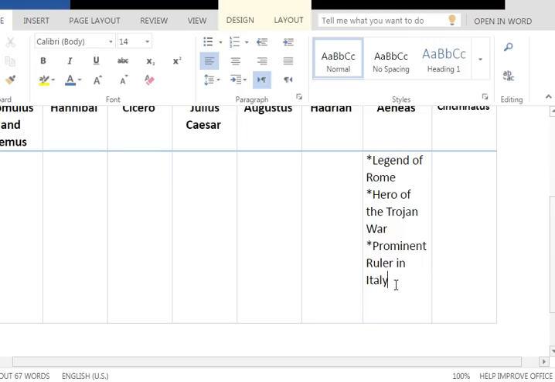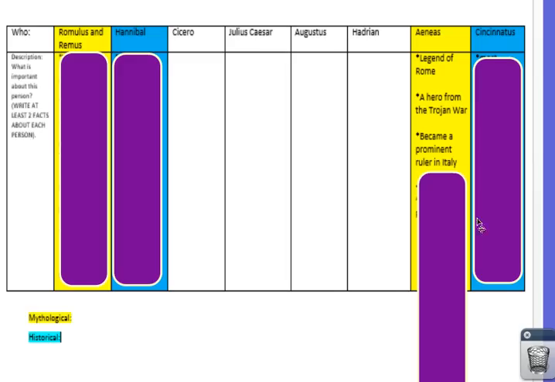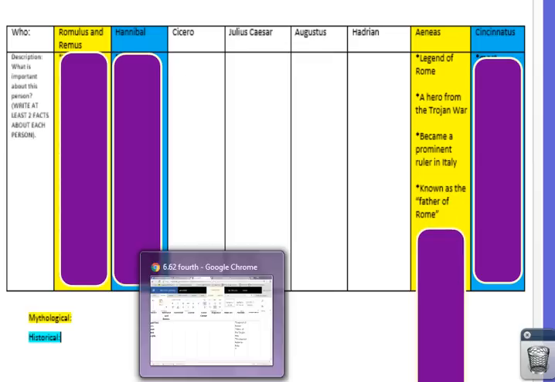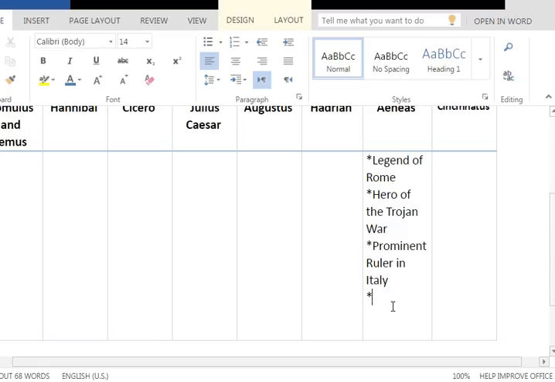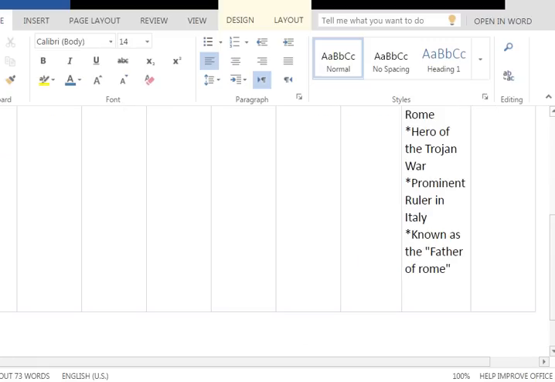I've typed in the next fact about Aeneas. He was a prominent ruler in Italy, and if you don't know what prominent means, prominent is important, well known. Most of the time in today's society, they're probably wealthy. Not always, but can be. All right, so prominent ruler in Italy. The next one, he was known as the father of Rome. Now that wasn't in the passage that we read, but that is a bit more information about him, so we're going to go ahead and add that to our Word doc.